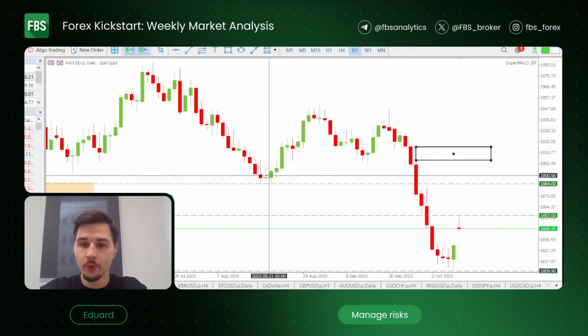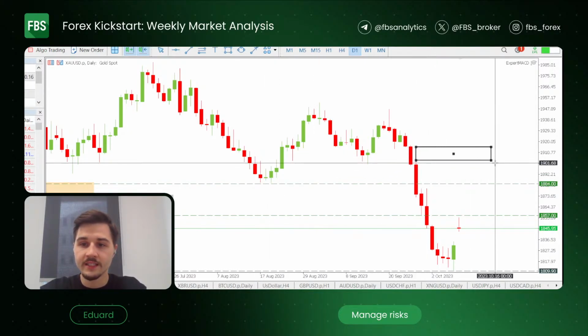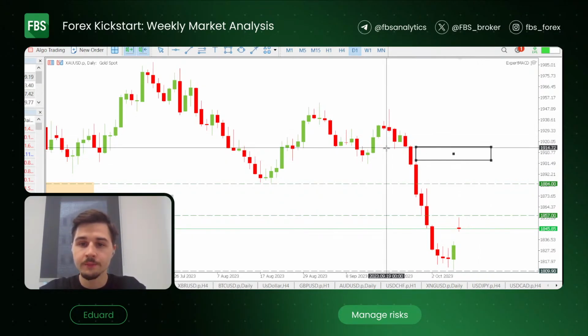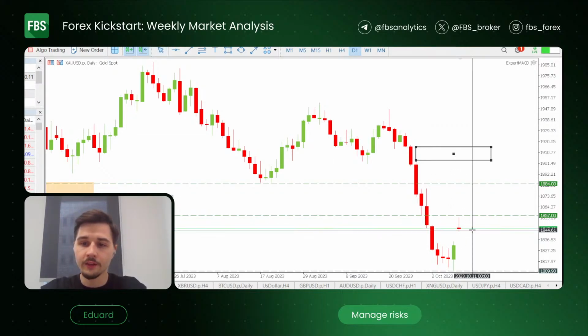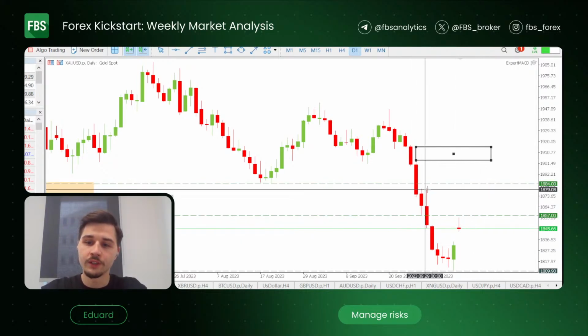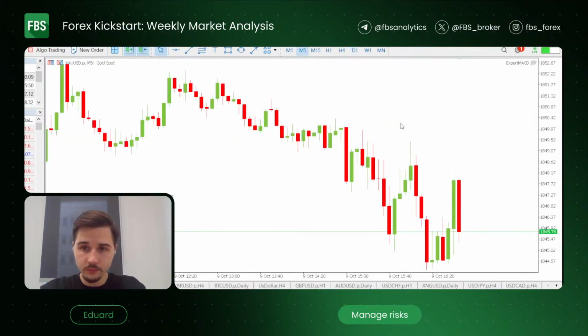But still, we haven't tested the resistance of 1884. We haven't tested this fair value gap at around 1900 or 1950. So I think this is a magnet for the price as well, and gold may close the gap and then aim for this liquidity, for this point of interest. So what I personally expect from this movement is that I see gold moving something like that.